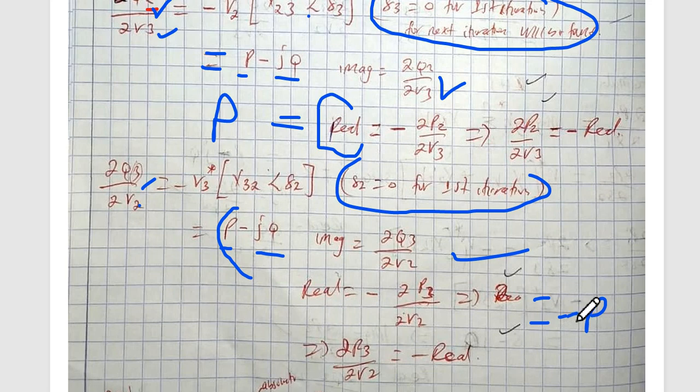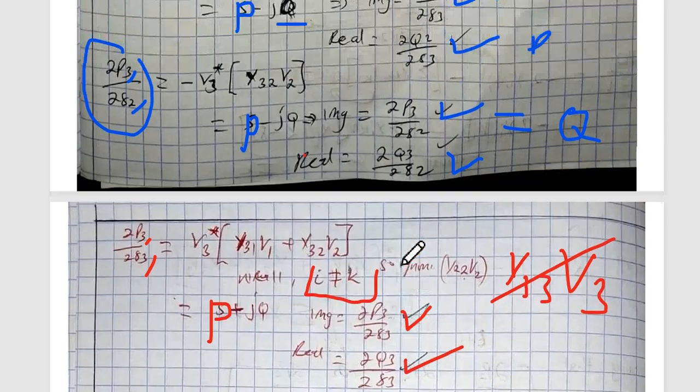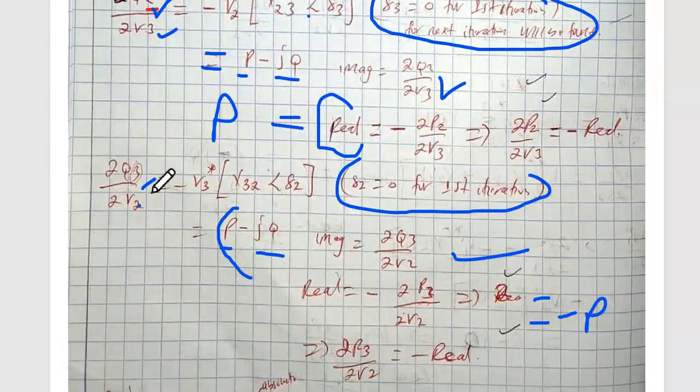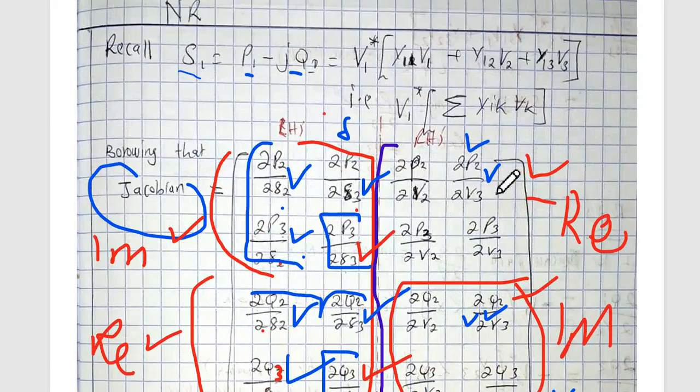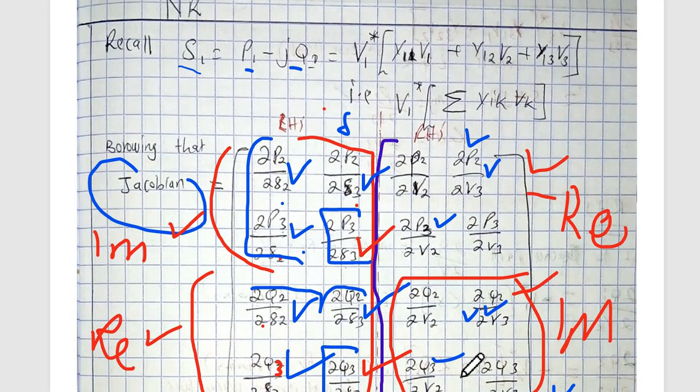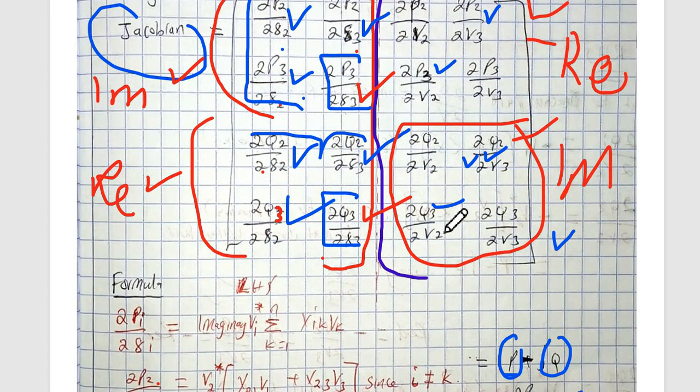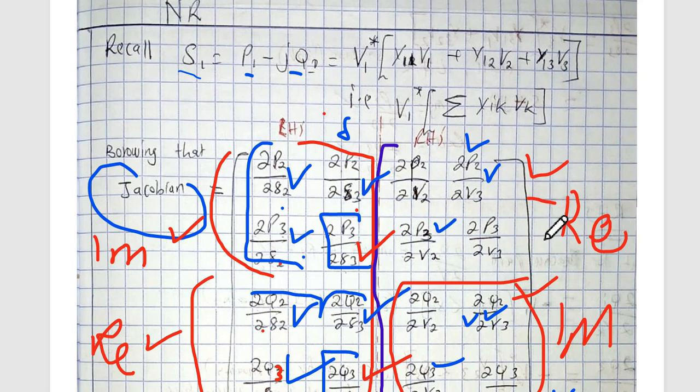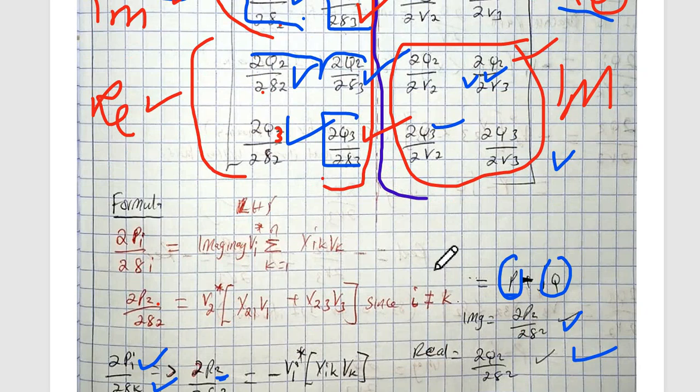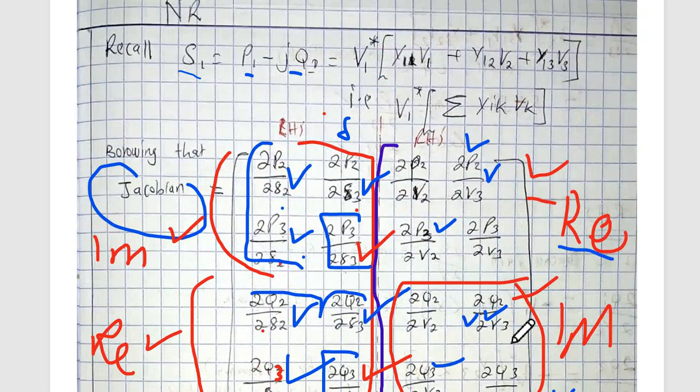Negative of real will give you partial P3 partial V2. So you are looking for this one. In this case, you do for this one. Imaginary is this, but negative of the real. So see, we said negative real. So negative of real is this one. That means you have solved 1, 2, 3, 4. Let's proceed.